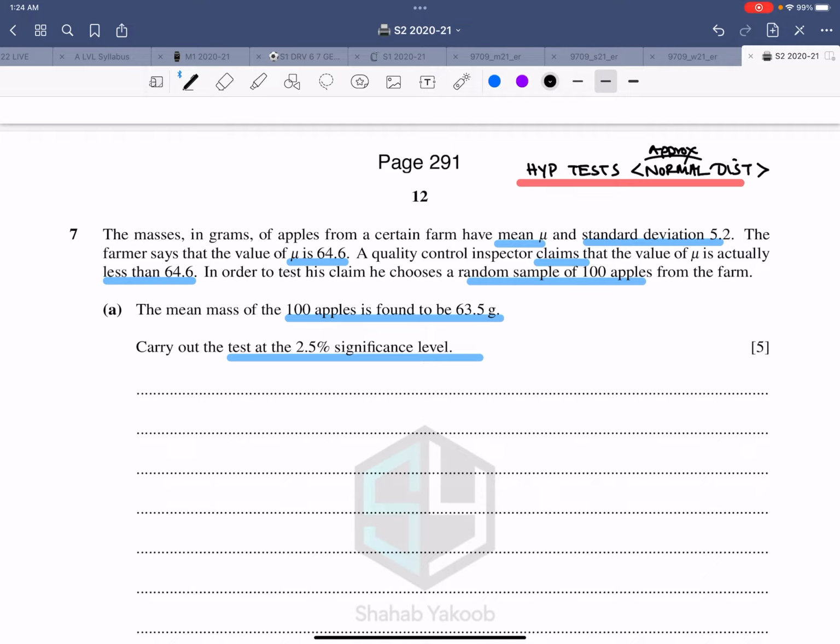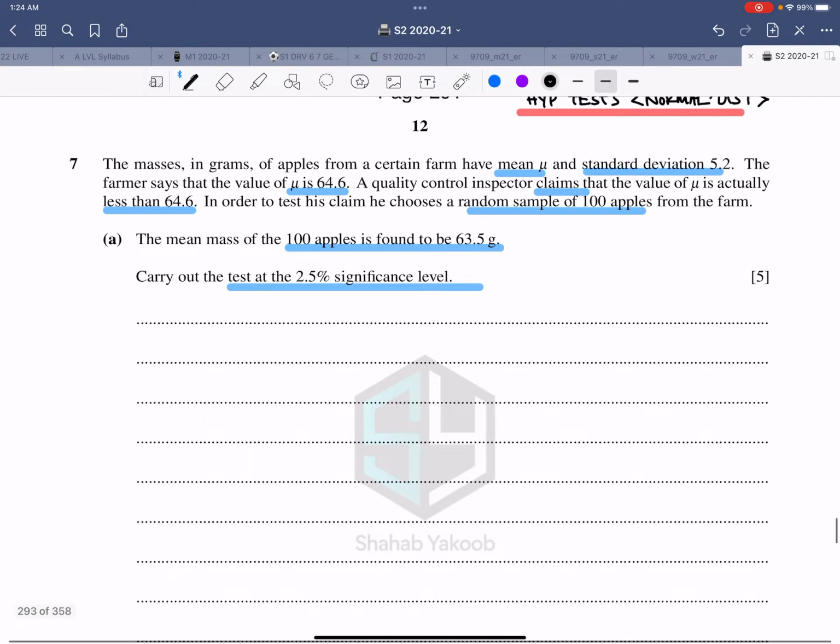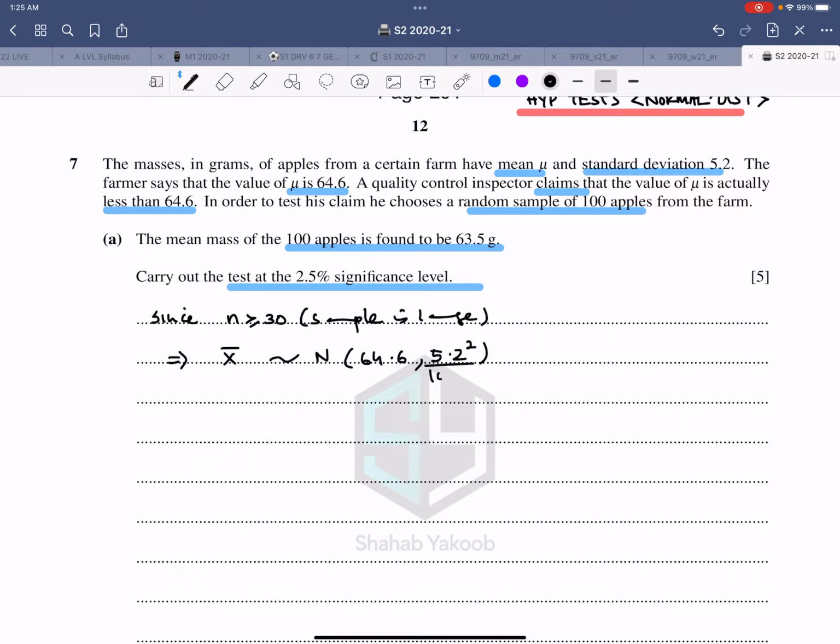That is the first thing. Does it say it follows a normal distribution? I don't think so. So first of all, I'll say since sample is large, n is greater than or equal to 30, so it means sample is large. Therefore, x bar follows a normal distribution. This is 64.6 and this is 5.2 square divided by 100, where the value of n is 100.